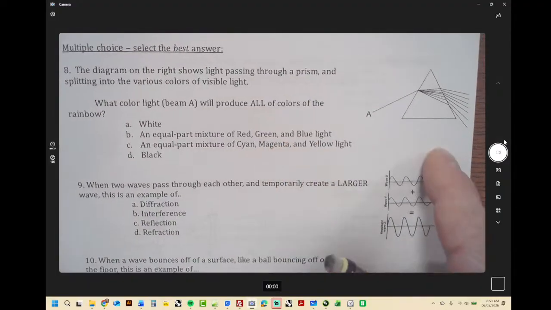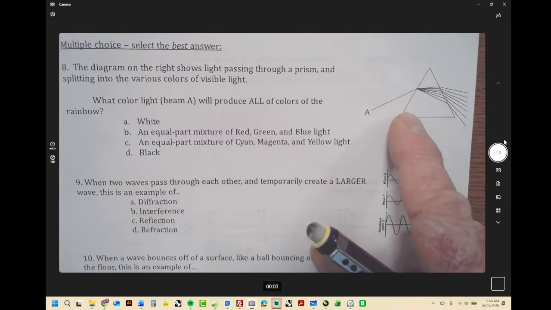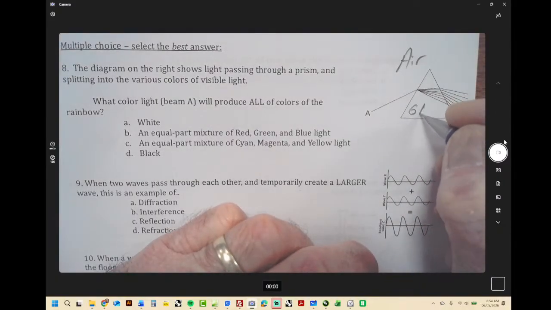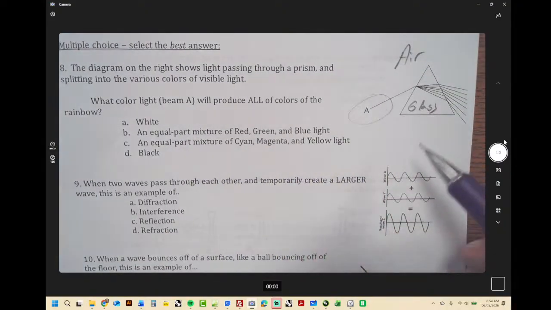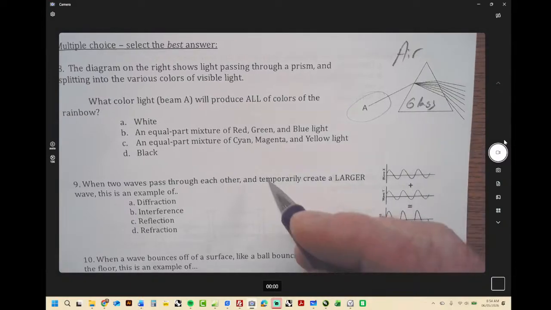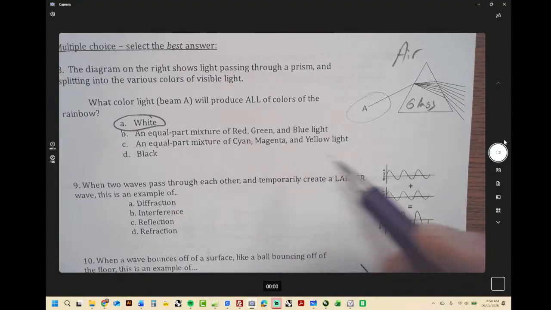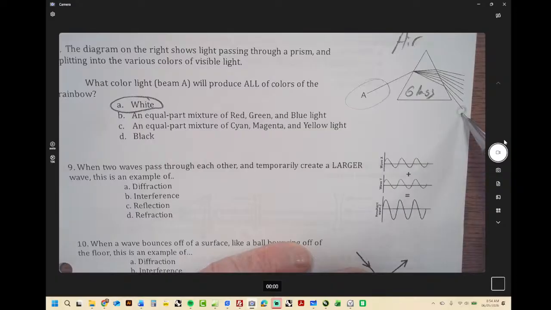The diagram on the right shows beam A going into a prism. It doesn't tell you what the prism is made of, but this is air. What's a prism usually made of? Glass. And what color of light is beam A that's turning into all these other colors? White light, and it's broken up into all these other colors. Which color is this right over here? Violet. This would be red, orange, yellow, green, blue, and indigo.